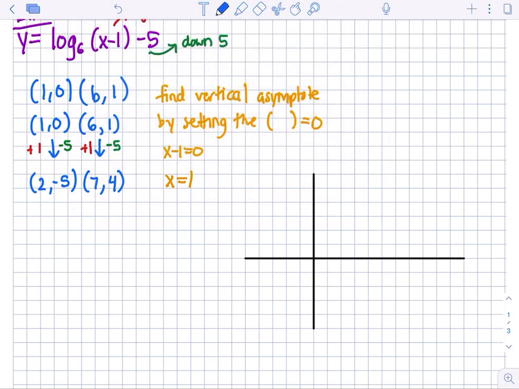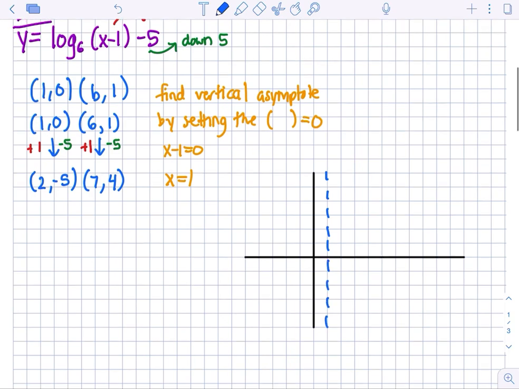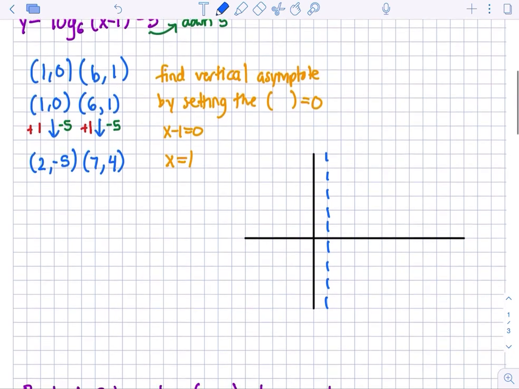Alright, so x is equal to 1, which is right here. This is your vertical asymptote. And let's plot the points 2 comma negative 5 and 7 comma 1. So 2 comma negative 5, 1, 2, 1, 2, 3, 4, 5 is right there. And 7 comma 4, 1, 2, 3, 4, 5, 6, 7 to the right, 1, 2, 3, 4 up.